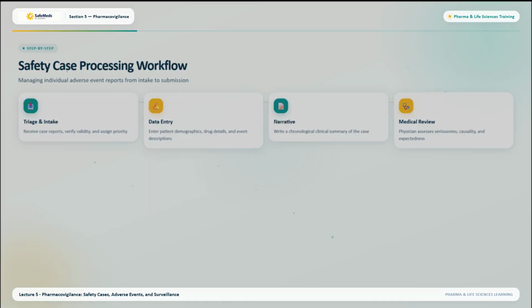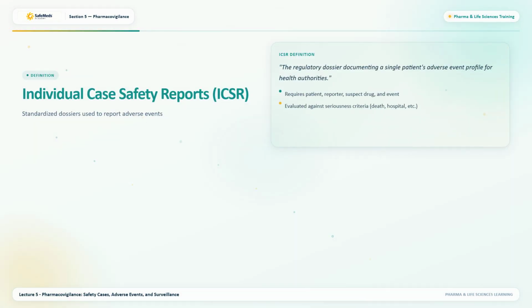for submission. Individual case safety reports are the standardized regulatory dossiers used to report adverse events to health authorities. An ICSR must contain 4 minimum criteria to be considered valid: an identifiable patient, an identifiable reporter, a suspect drug, and an adverse event. Adverse events are evaluated against seriousness criteria, which include death, life-threatening events, hospitalization, persistent disability, congenital anomalies, or other medically important events.